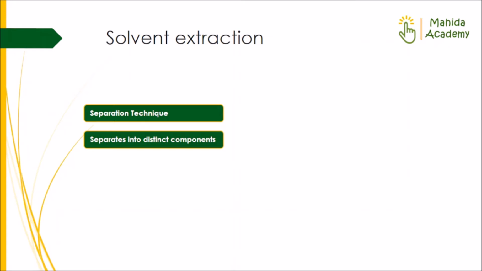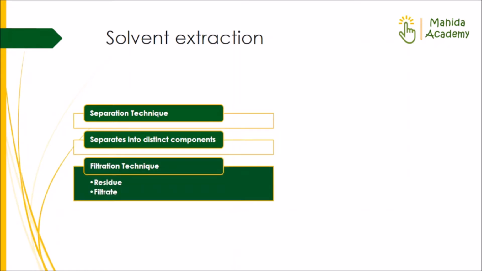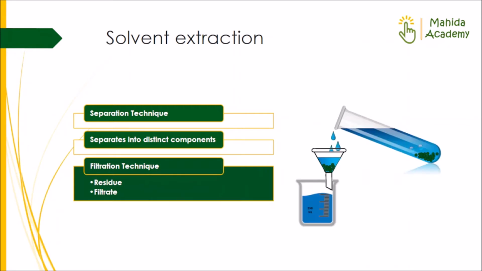A separation technique is a method that separates a mixture or solution of chemical substances into two or more distinct components. The simplest example is filtration. Filtration technique is used to separate solids from a mixture of solid and liquid. It is the act of pouring a mixture onto a membrane, usually a filter paper, that allows the passage of liquid, which we call the filtrate, and results in the collection of the solid as residue.